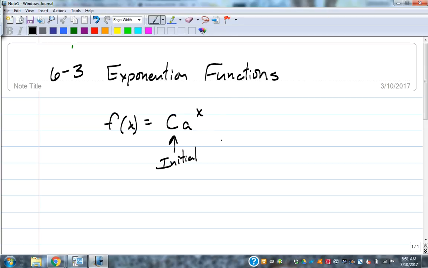The a is your growth or decay factor, is what that's called. Okay, growth or decay. So initial value or initial amount. We'll call it that. You don't call it value there, but initial value or initial amount.